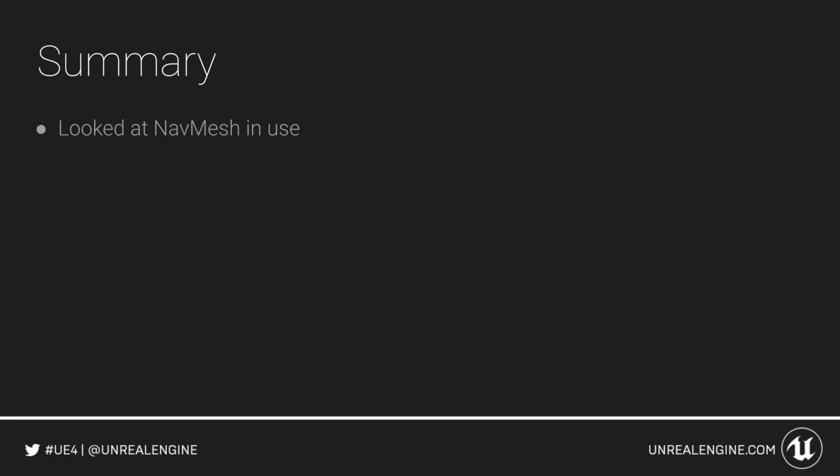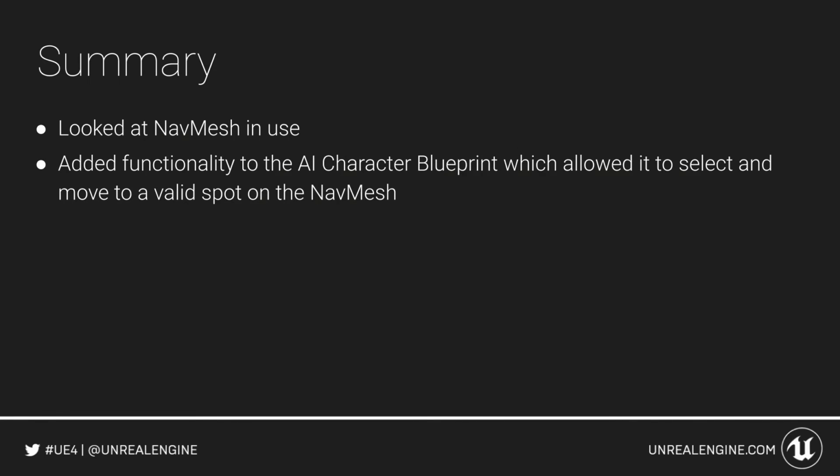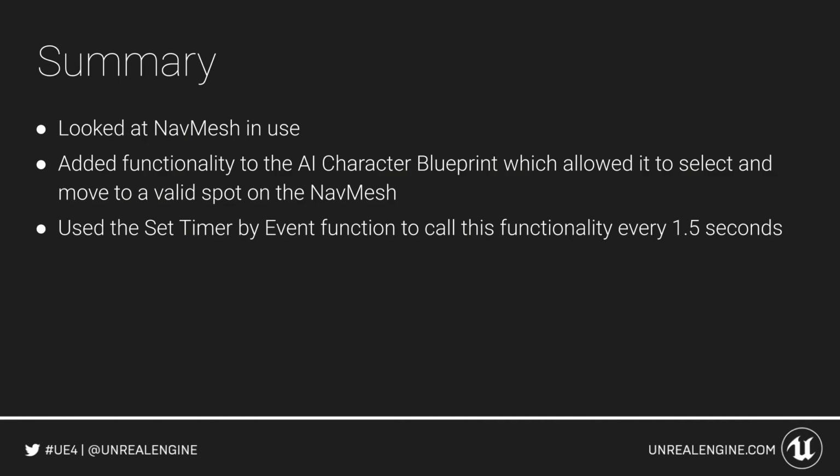In this video, we got to see our nav mesh being used for the first time. We added functionality to the AI character blueprint to get the AI to select and then move to a nearby valid spot on the nav mesh. We then used the set timer by event function to call this functionality every 1.5 seconds.